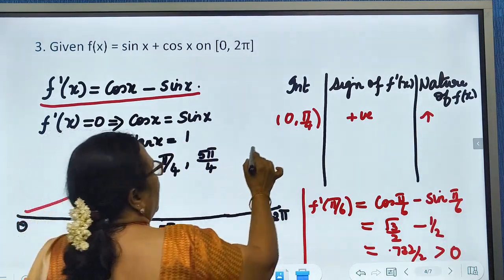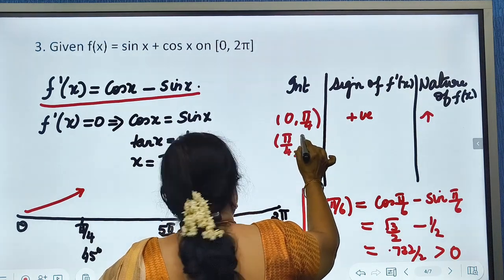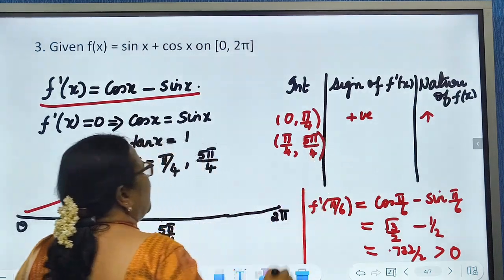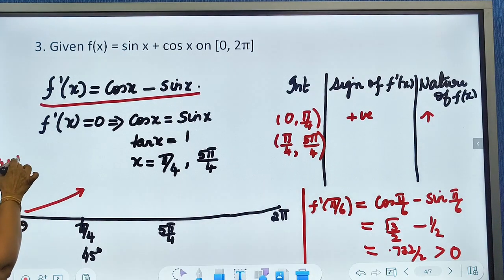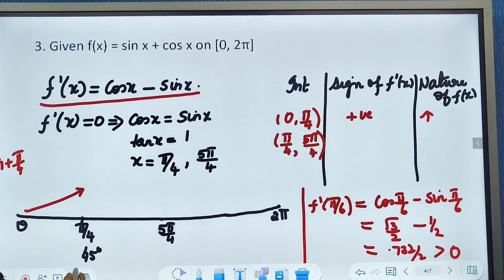Next we have pi by 4 comma 5 pi by 4. What is 5 pi by 4? Pi plus pi by 4. Now, I want to choose a value between these two. So, can I choose 90 degrees, pi by 2? So, let me look at f dash of pi by 2.